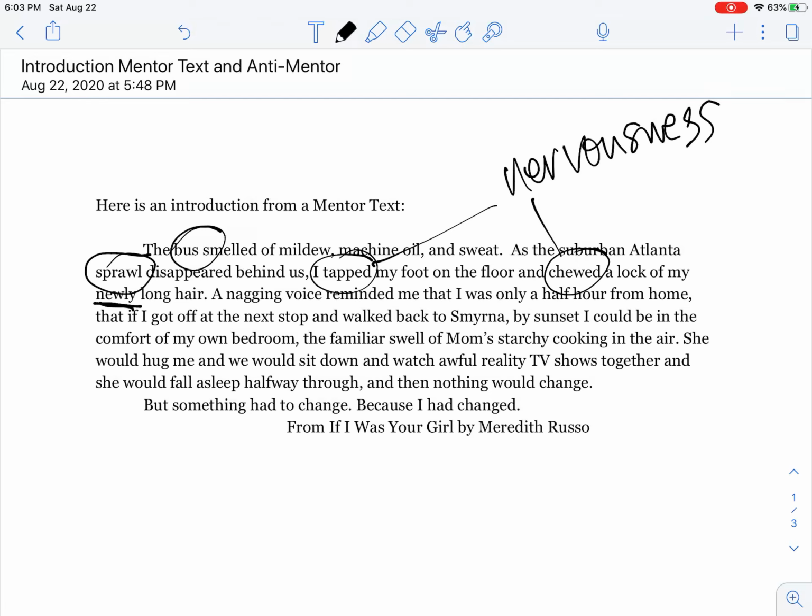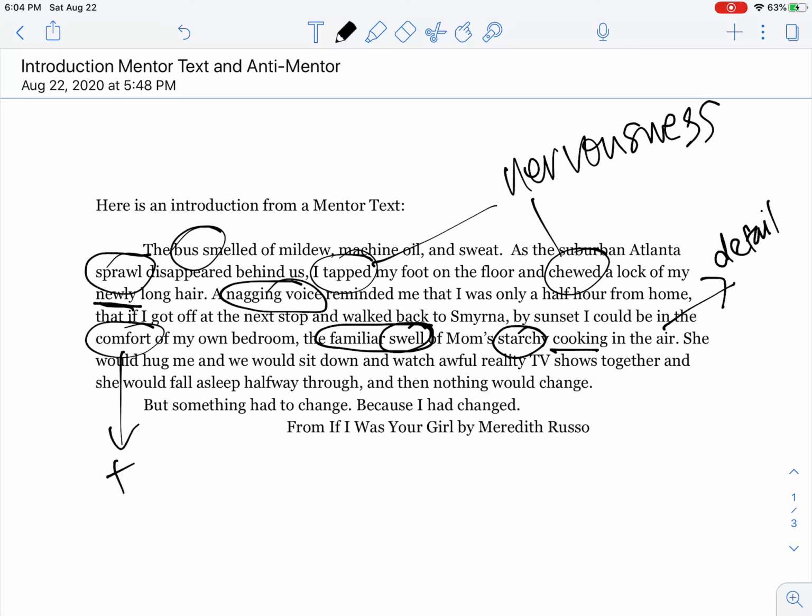A nagging voice reminded me, so she's bothered. A voice is like her inner voice is bothered. I'm a half an hour from home. If I get off here by sunset, I could be in the comfort of my own bedroom. So then the familiar swell. Swell is not a word that we usually associate with cooking, and neither is starchy. So those are fresh words that are unexpected to describe cooking. But this is a detail, a description that really gives us a clue on kind of how she feels about her home. Comfort. Comfort is a positively connotated word.